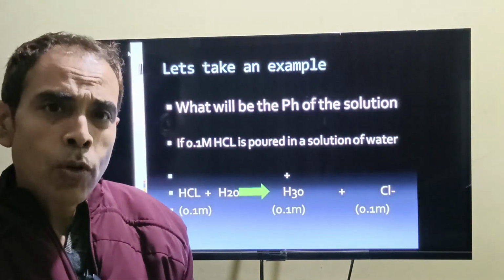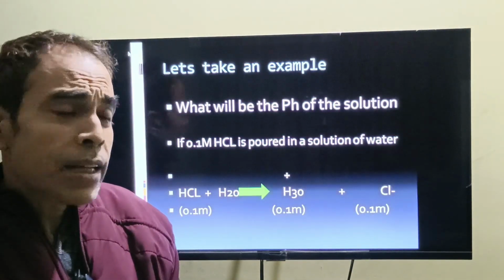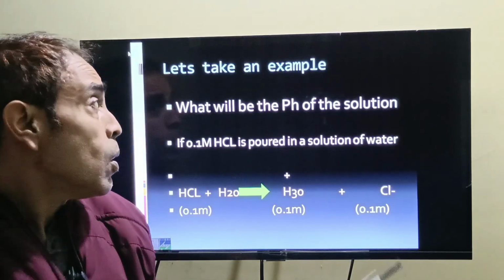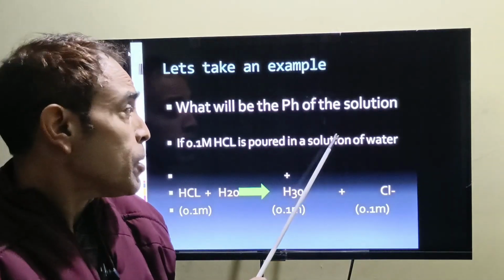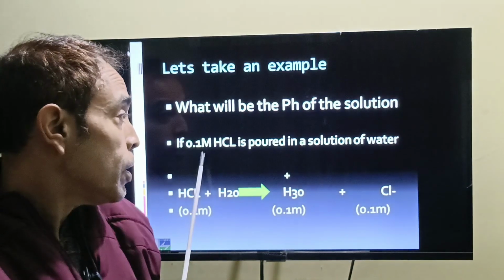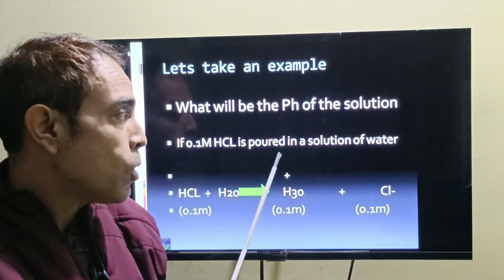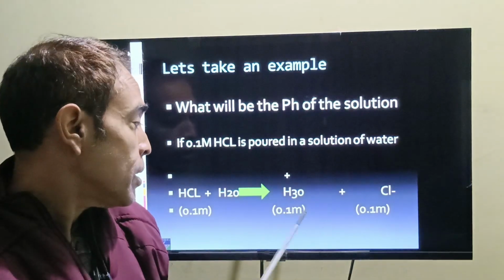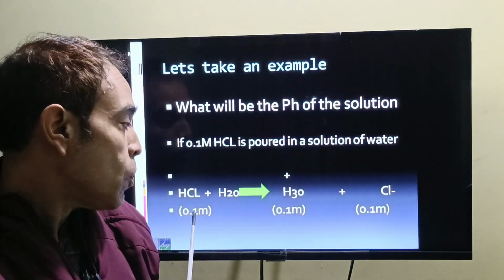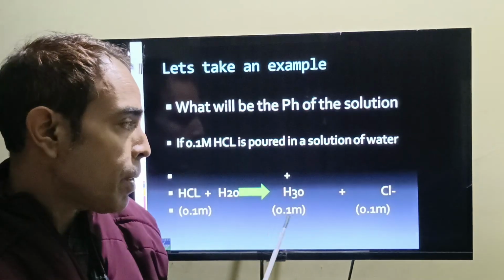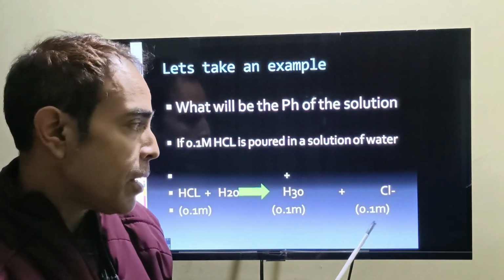So hello, a warm welcome to all. So let us take an example in order to understand this equation. What will be the pH of the solution if 0.1 molar hydrochloric acid is poured in a solution of water? Suppose 0.1 molar hydrochloric acid reacts with water, it forms hydronium ion and chloride ion.